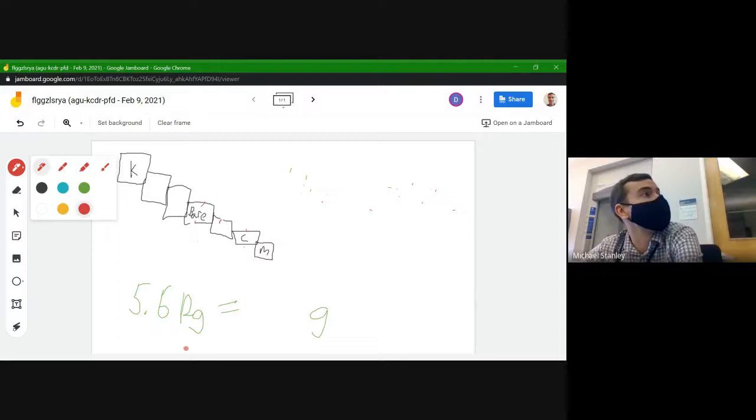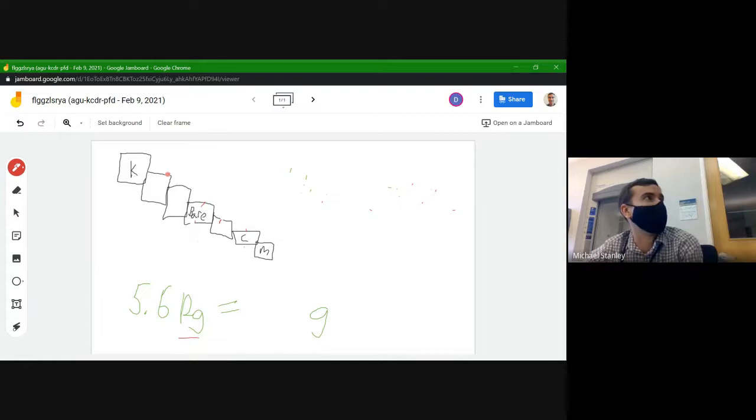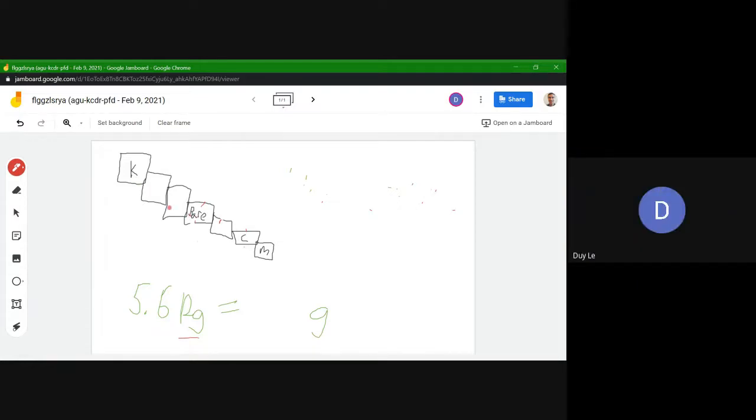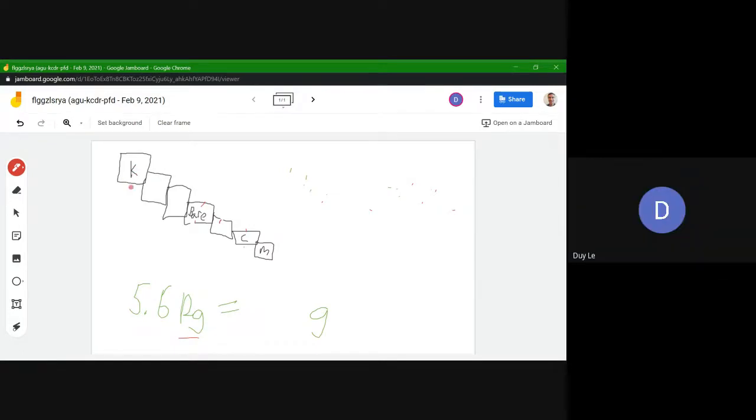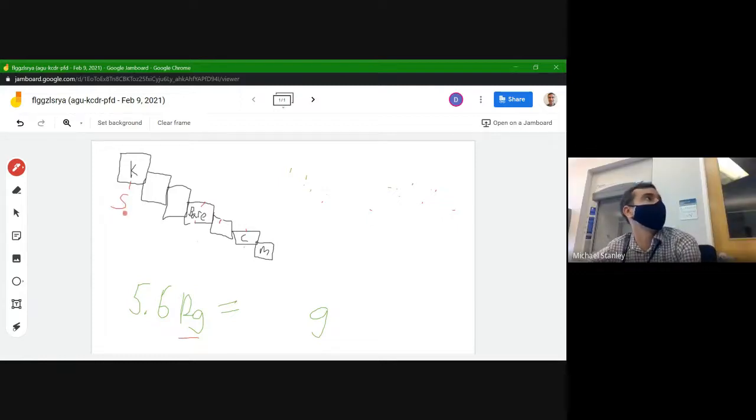So first things first, what is our starting unit? What is our starting box on our ladder here? On the left, in the top K, going to the right. So K is our starting point. So I'm going to put an S there for starting. And then gram. Where does our gram fall in? What is gram classified as?